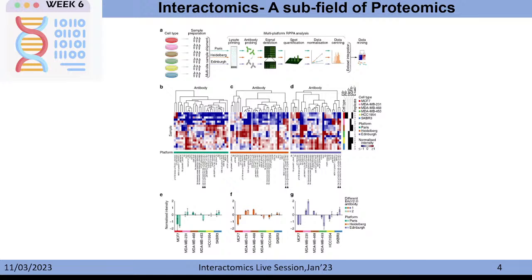Here you can see the different cell types and the samples. To negate variations in the cell lysate preparation, whatever variations you might see at the platform level, the cell lysates were prepared in one go so that those variations can be ruled out. Only the variations arising from the in-house setup for the reverse phase procedure were captured.